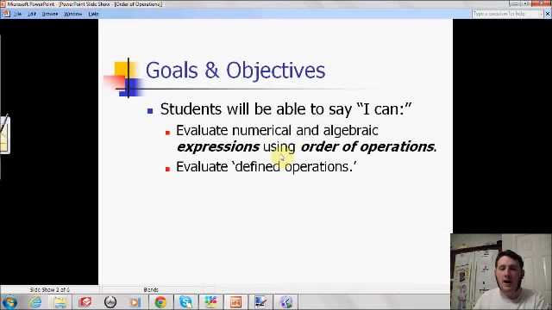And so we're going to look at evaluating expressions, both numerical and algebraic, using order of operations. And then we're going to also look at something that I call defined operations. And you see problems like this on the ACT quite a bit. I could almost guarantee you that when you take the ACT, you'll see a problem of this sort. At least one, because they kind of like to trick people on the ACT.